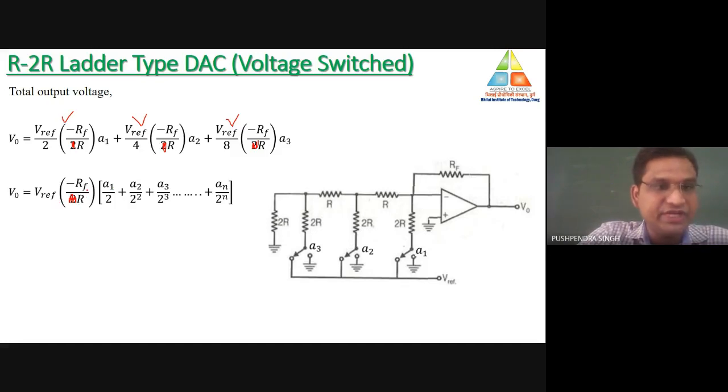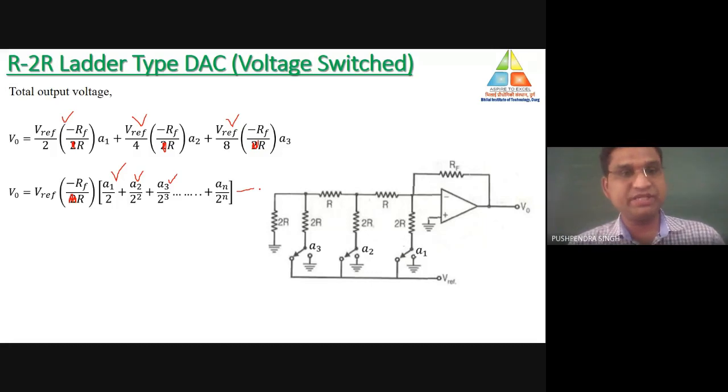So V output is what? V reference, take it here. V reference minus RF by R. For the first bit, A1 divided by 2. For the second bit, A2 divided by 2 square. Then A3 divided by 2 cube. Similar to that, AN divided by 2 to the power n. This is the final expression, or the generalized expression, of the R2R ladder type DAC.